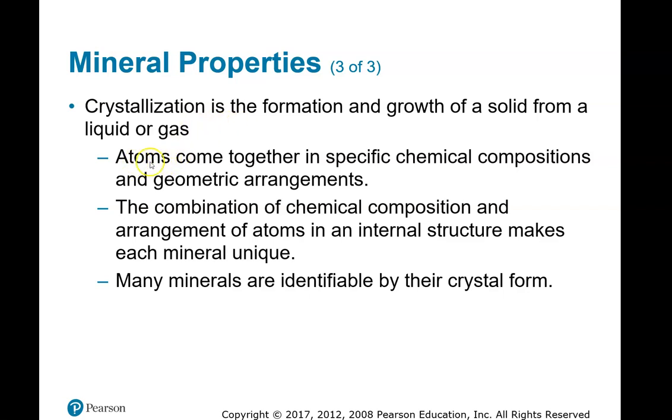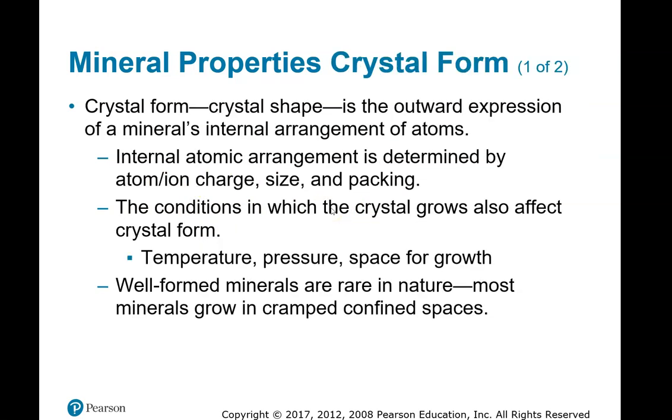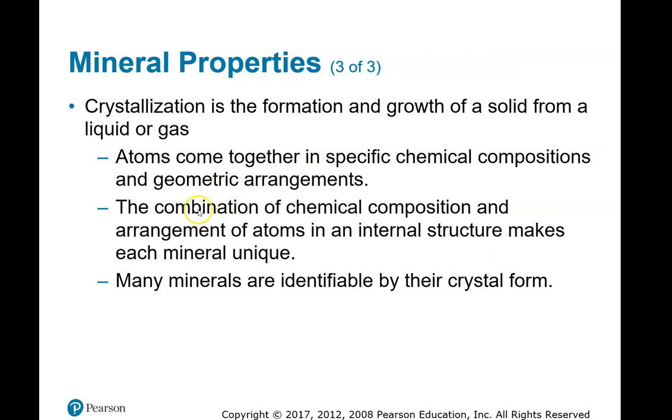All right, so anyhow, let's look at this. Atoms come together in a specific chemical composition and a geometric arrangement. That's part of what makes it a crystal. The combination of the chemical composition and the arrangement of atoms in the internal structure makes the mineral unique, like quartz, for example. Quartz is unique, although it can have various colors depending on little impurities. Many minerals are identifiable by their crystal form, so we're going to look into that.